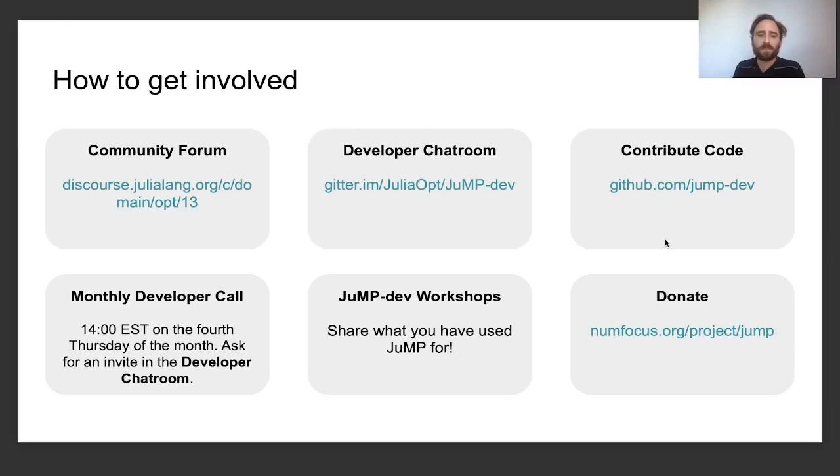github.com/JuMP-dev. We organize how we contribute code and what things we're working on over the next month at the monthly developer call, which is a Zoom call that's held on the fourth Thursday of every month at 2 p.m. Eastern. If you want to come to that call, you're welcome. You can ask for an invite by coming to the developer chat room and saying, hey, I want an invite to the monthly developer call. Anyone is welcome, and if you have something you'd like to discuss, you can put it on the agenda.